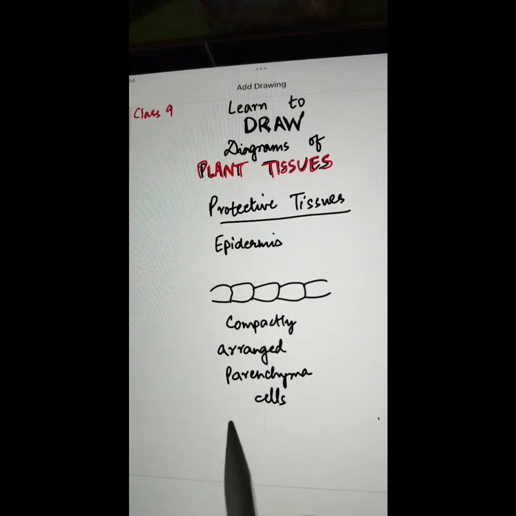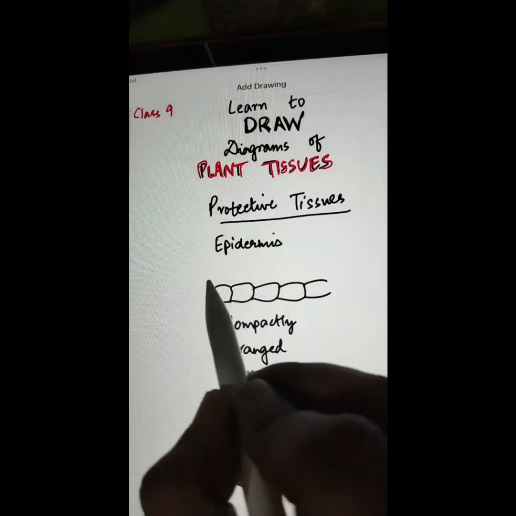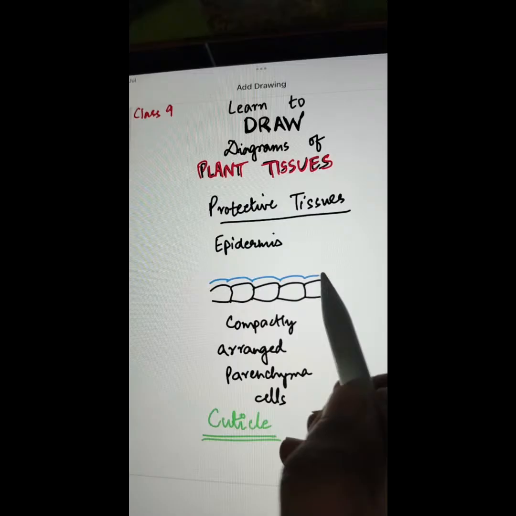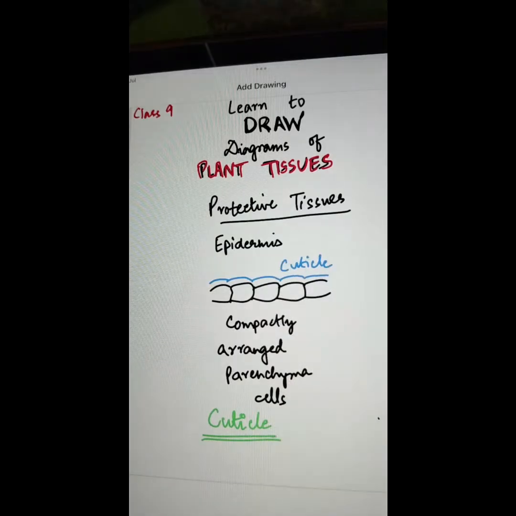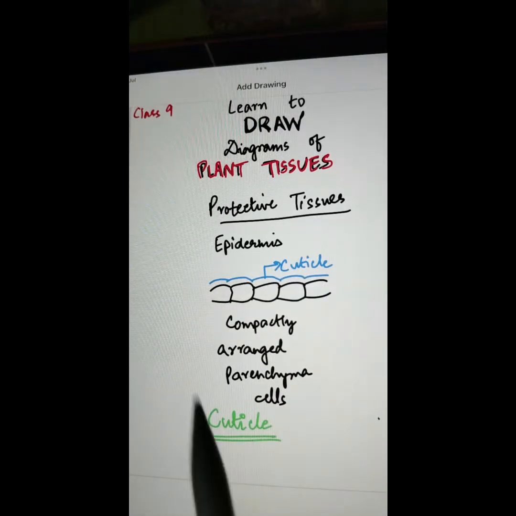Another protective tissue that you should know is cuticle. You know, in desert, there is scarcity of water. So in case a plant is going to lose so much water, then the plant will become deficient. So to prevent the loss through transpiration, just on the outer side of the epidermis, there is an additional layer present, which is known as cuticle. So cuticle is the one that I have made with blue.